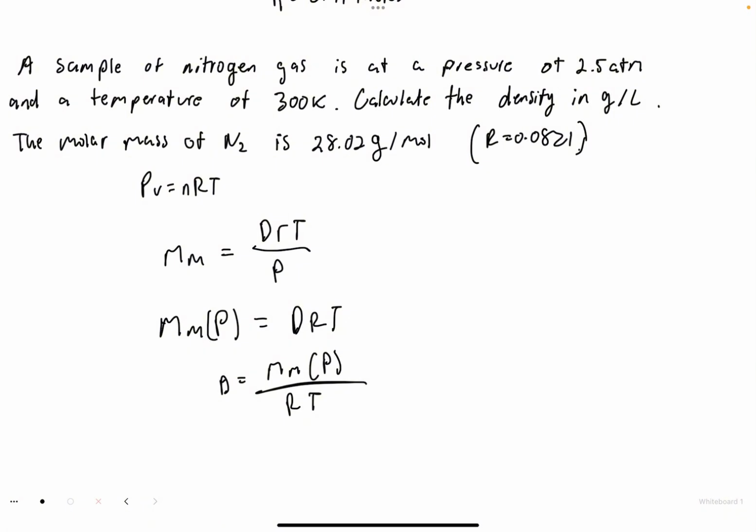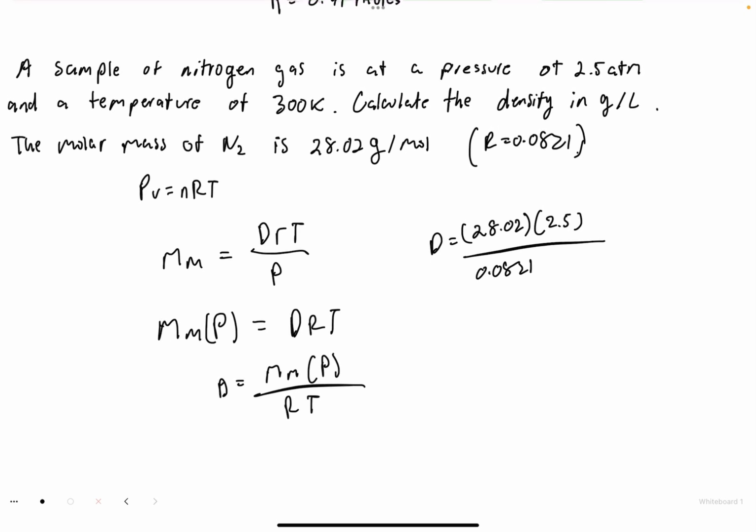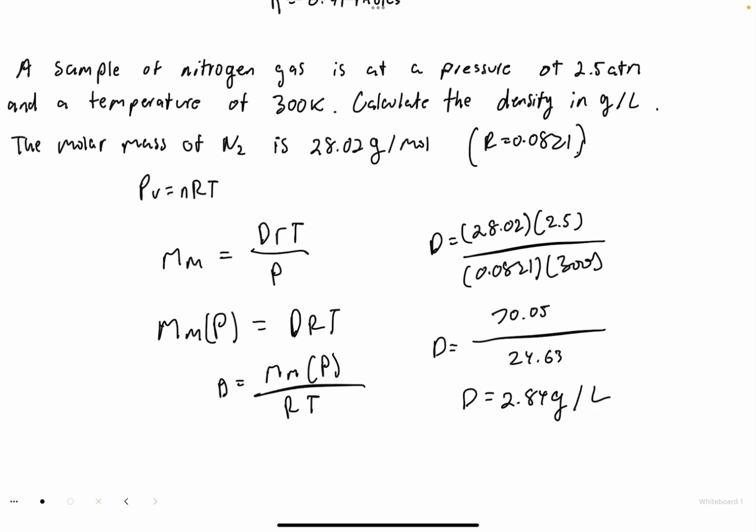Plug it into the calculator. The molar mass is, as stated already, 28.02 times the pressure, which is 2.5, dividing that by the R value, which is 0.0821 because it's ATM, and the temperature was already in Kelvin, which is 300. So now you just have to divide those. So density is going to be roughly 2.84 grams per liter.